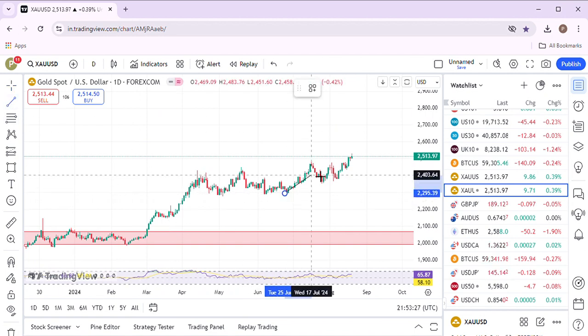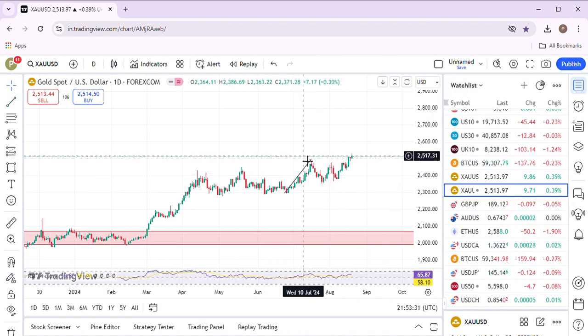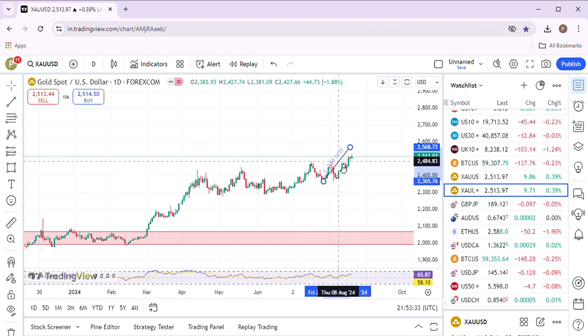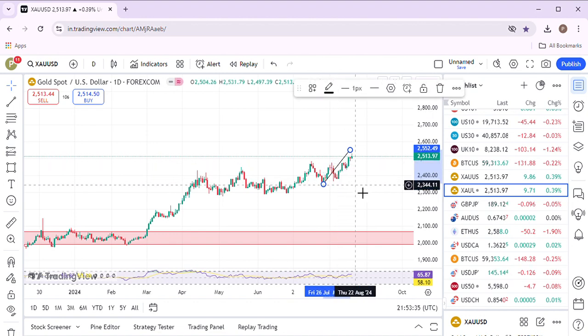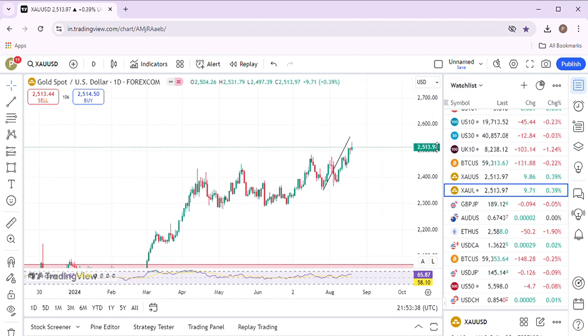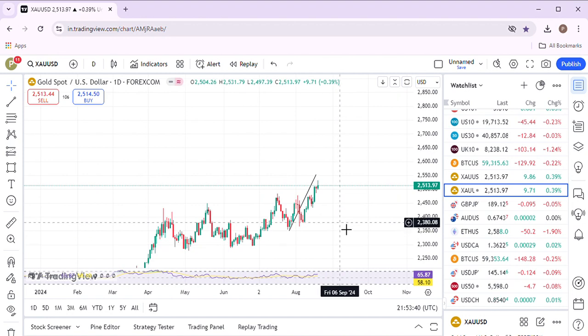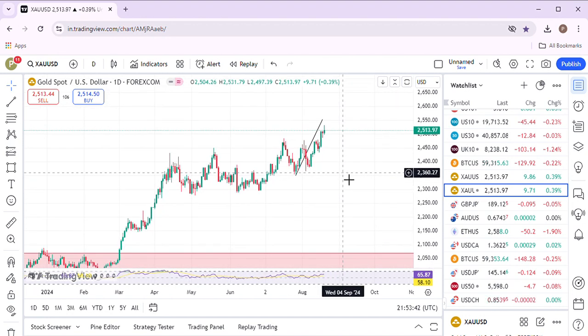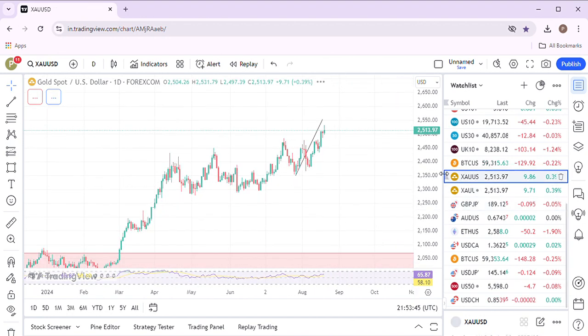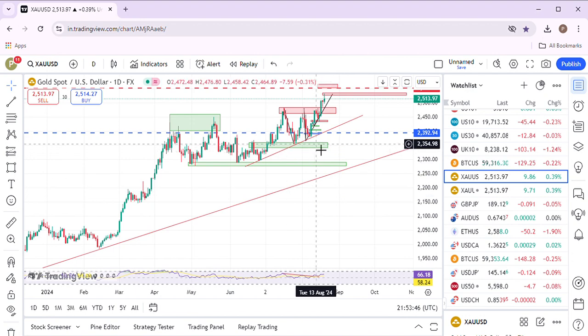Okay, 2175 and 2350 is around here. So this is now my support zone as the market has reached too high. And I would like to add a line right here, 2277, and the market is clearly going up.